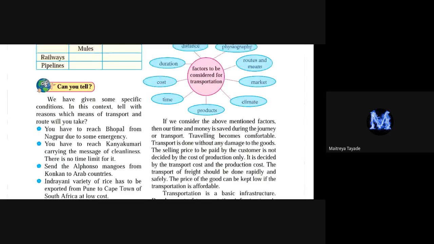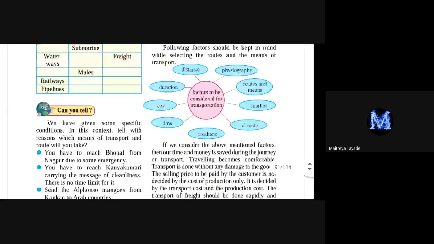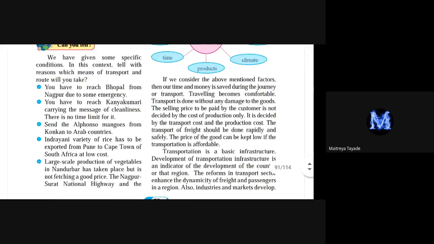Transport is done without any damage to the goods. If any product is very sensitive, then you have to use the proper means of transportation for that. You have to use the proper way. When you consider all these factors, it becomes very easy for you to transport these goods without any damage.